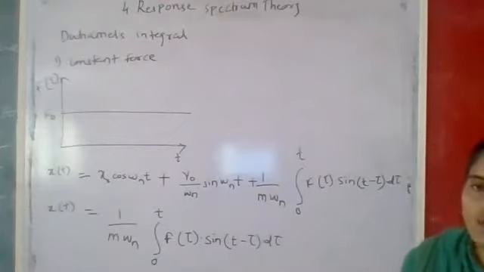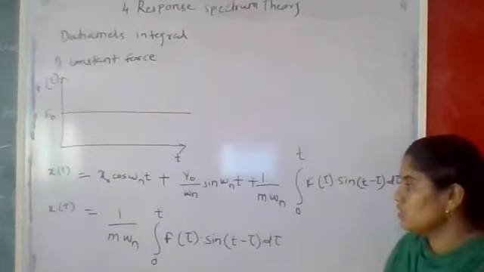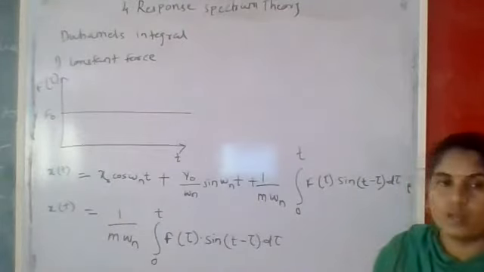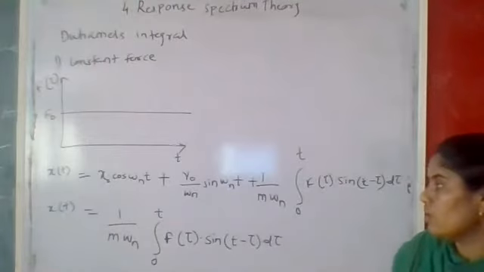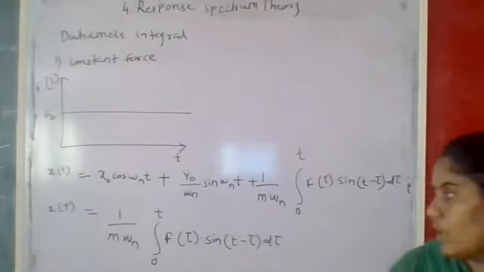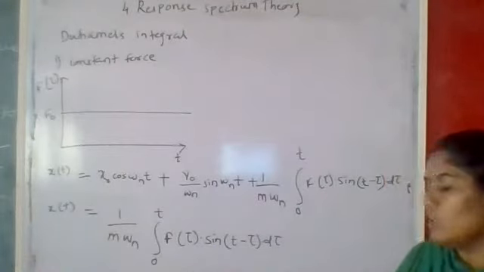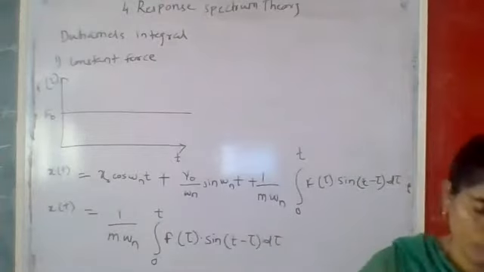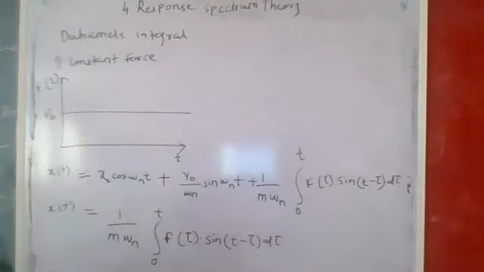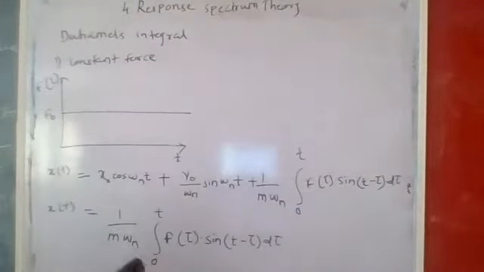By putting initial conditions, initial displacement x naught is equal to 0 and v naught is equal to 0, the equation becomes like this: x of t is equal to 1 upon m omega n into integration of 0 to t f of tau into sine of omega n into t minus tau into d tau. Okay. After this, we'll go for the solution of this integral. How to solve this integration, that we see.